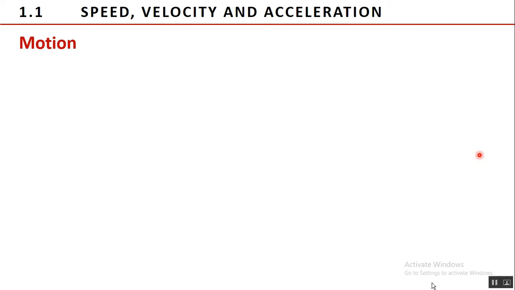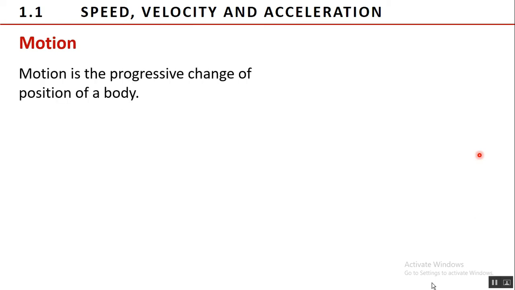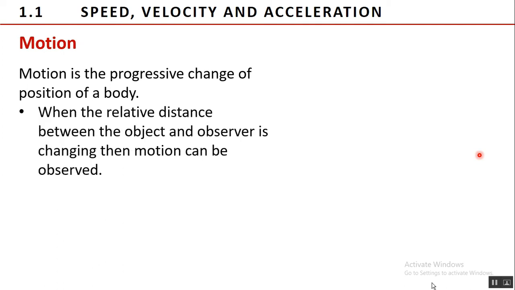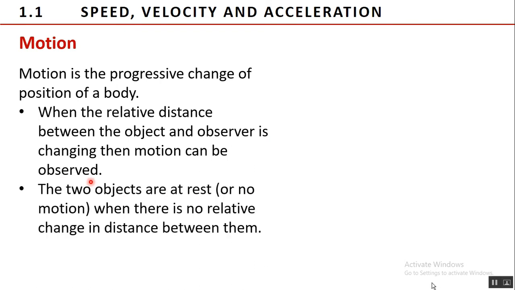This first unit deals with motion. Motion is the progressive change of position of a body. Each object in the universe moves relatively with one another. A body which is moving to one observer may be at rest as seen by the other observer. When the relative distance between the object and observer is changing, then motion can be observed. The two objects are at rest, or no motion, when there is no relative change in distance between them.